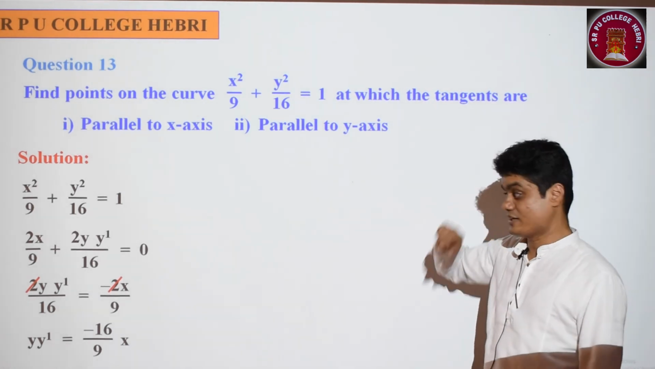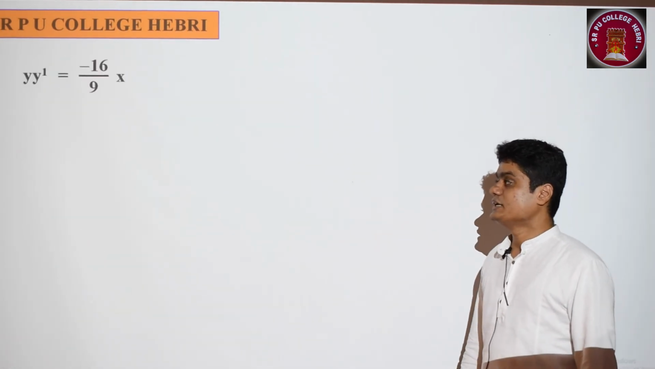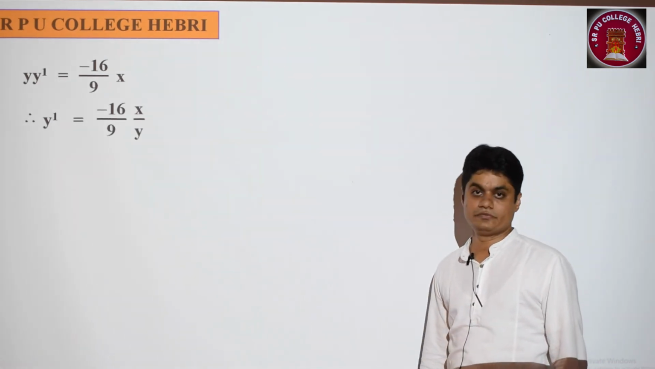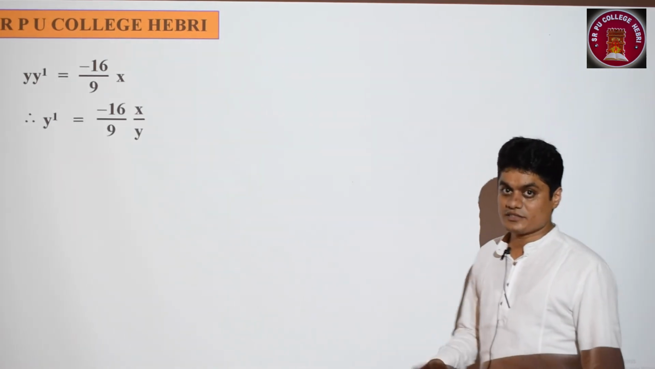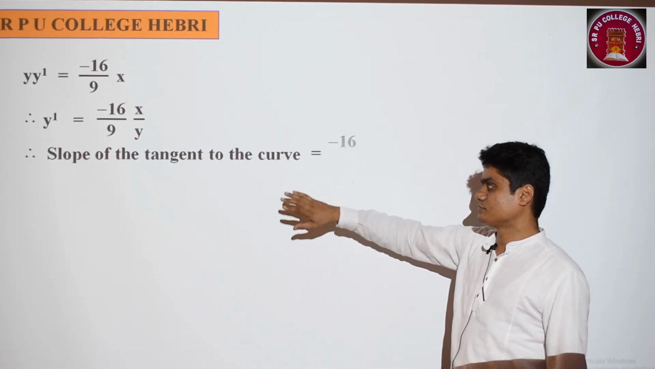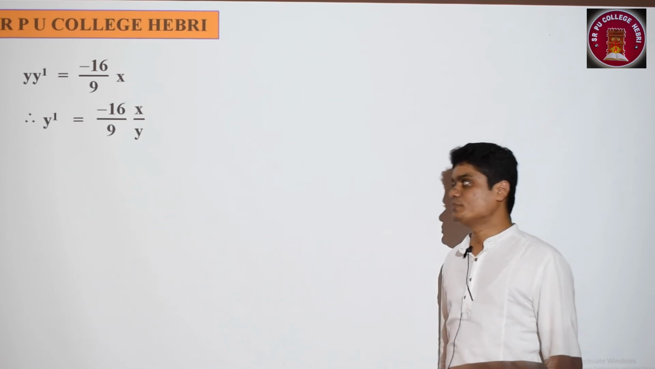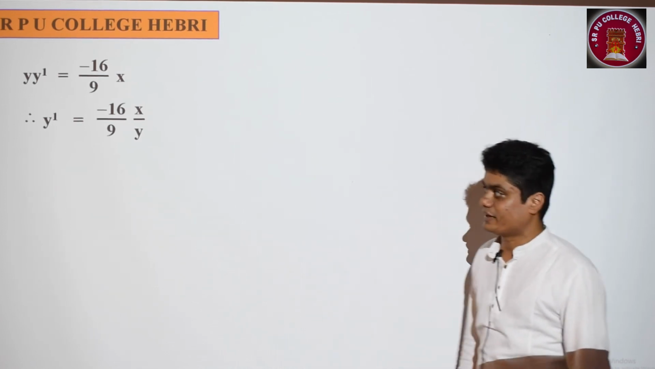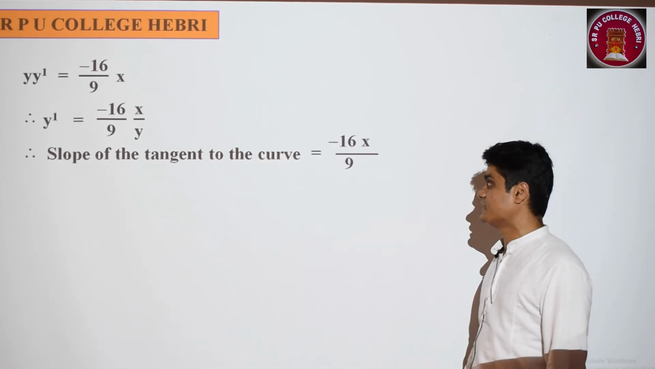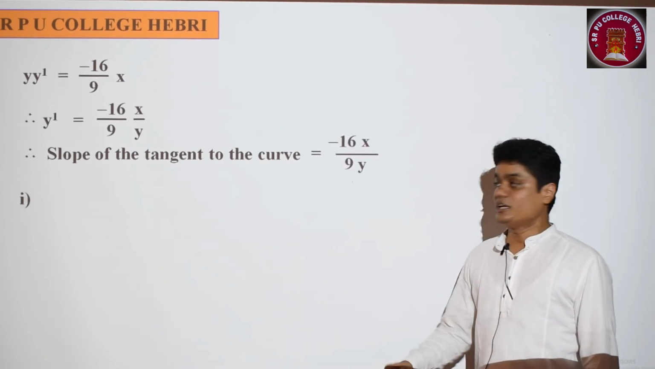What do we need? We need y dash. So this implies y dash is equal to minus 16 by 9 into x by y. Now what is known here? What is given? So y dash is equal to minus 16 by 9 into x by y. What does this represent? This represents the slope of the tangent to the curve. Now what is given?